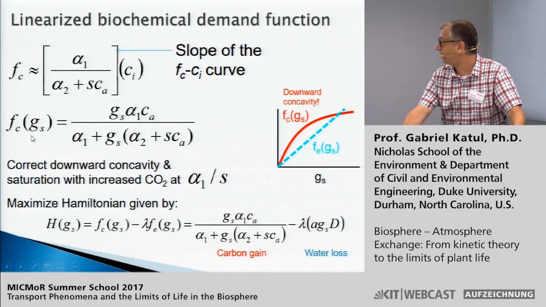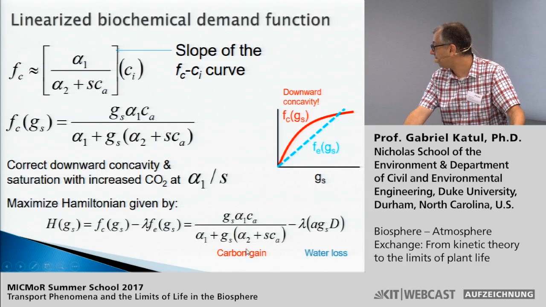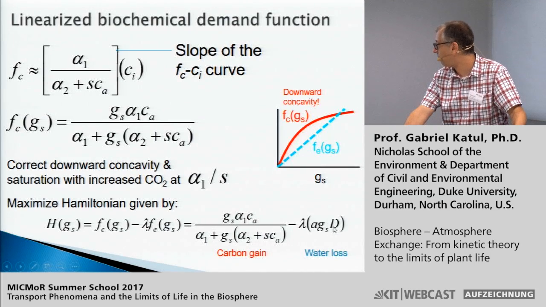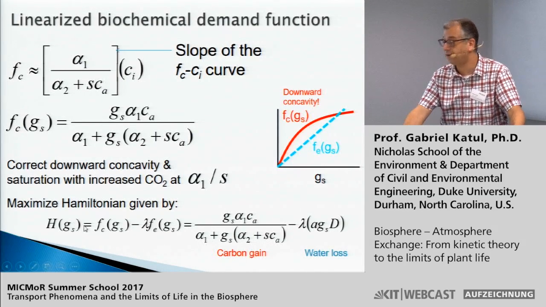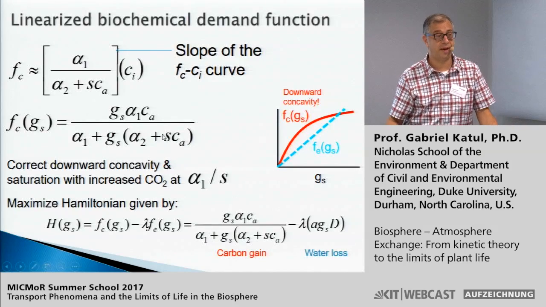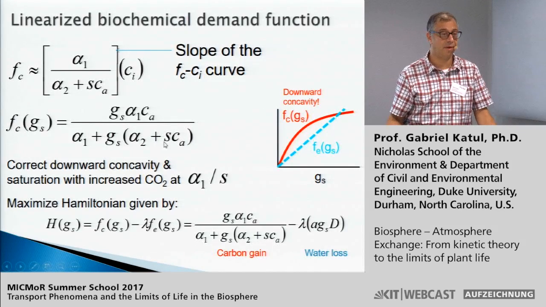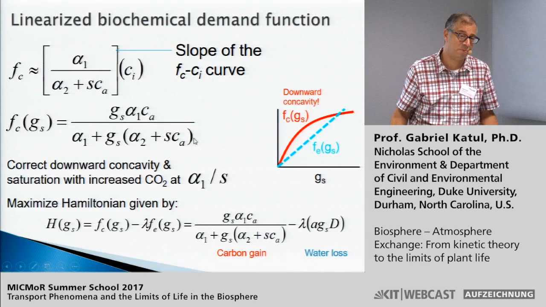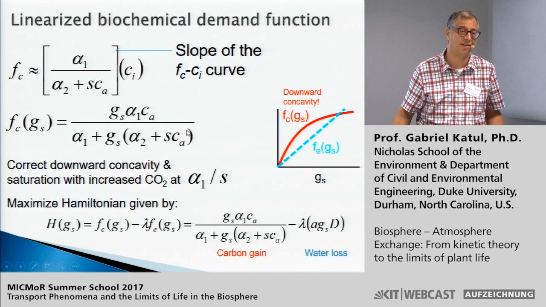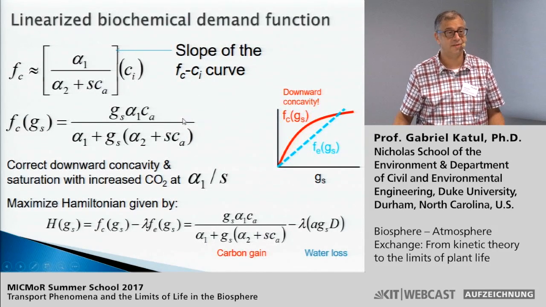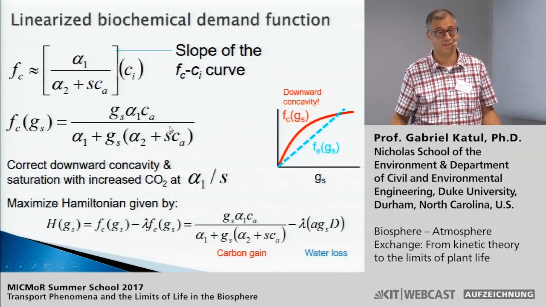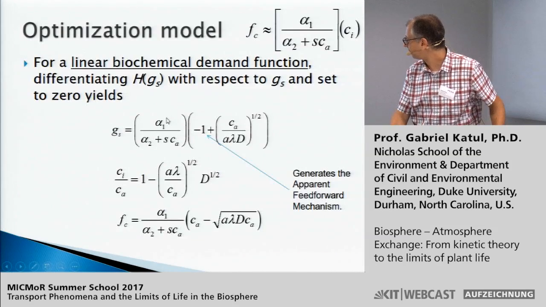But now that we have the supply function dependent on the control variable stomatal conductance, we plug this back into the Hamiltonian. Now we have the carbon gain strictly dependent on the stomatal conductance, and the water losses, based on Dalton's law, dependent on stomatal conductance and vapor pressure deficit. Now we have the Hamiltonian completely described by stomatal conductance. Now we can do some math on it, and the math is pretty straightforward. All we need to do is differentiate it with respect to stomatal conductance, set the outcome to 0, and solve for the stomatal conductance. That makes the Hamiltonian maximum.